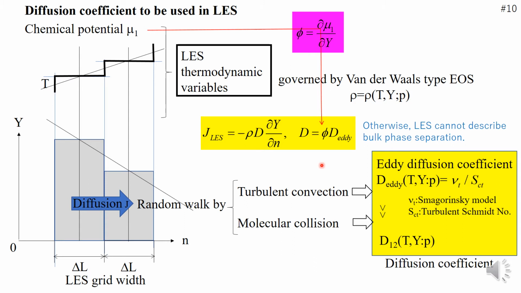However, the evaluation of eddy diffusion coefficient used in the current LES is the Smagorinsky eddy viscosity divided by a constant Schmidt number, which does not satisfy the vanishing diffusivity at the LES resolved critical surface. The eddy diffusion coefficient also must be multiplied by the thermodynamic correction factor phi, as shown in the previous slide. Strictly speaking, this is why the current LES cannot treat the transcritical mixing process.